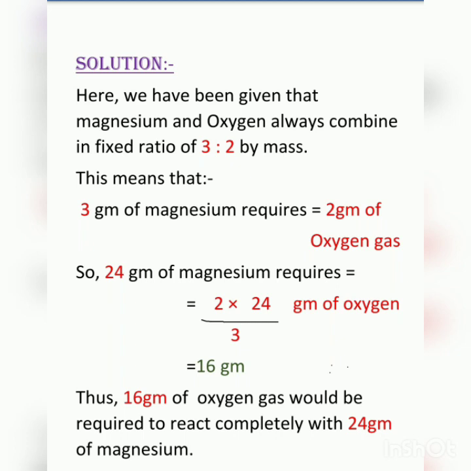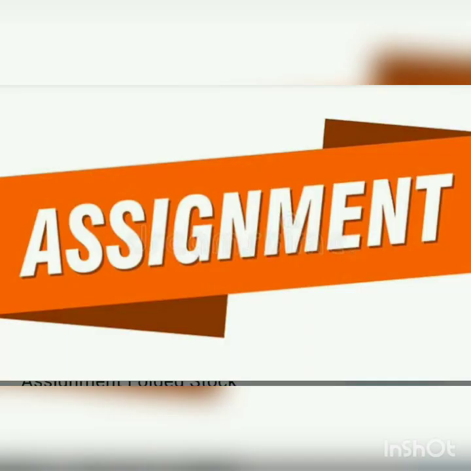So if 3 grams of magnesium requires 2 grams of oxygen, how much oxygen does 24 grams of magnesium require? Here we are having the formula, that is 2 multiplied by 24 divided by 3, and the answer we will be getting is 16 grams. It means that with 24 grams of magnesium, 16 grams of oxygen will combine to form magnesium oxide. I hope you have understood this type of numerical as well.